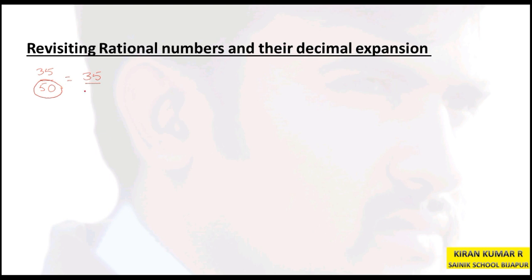This can be written as 2 into 5 into 5, nothing but 35 upon 2 into 5 raised to the power 2. Always remember, whenever the denominator is purely in the form of 2 to the power of m into 5 to the power of n, the decimal expansion always will be terminating.